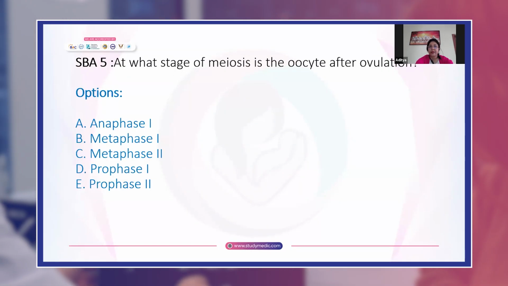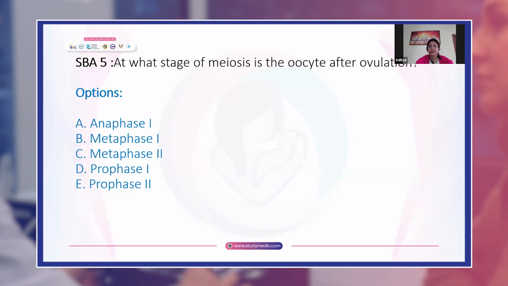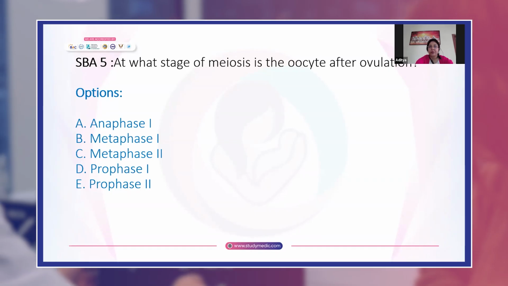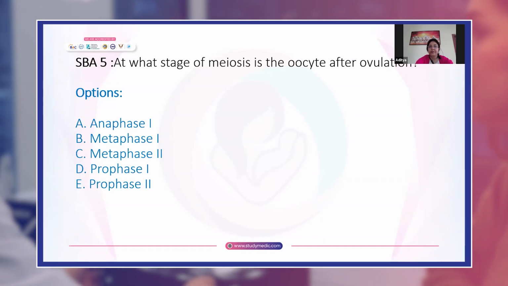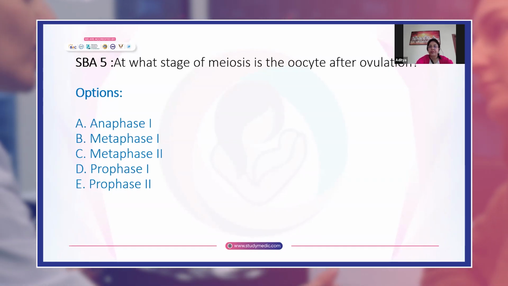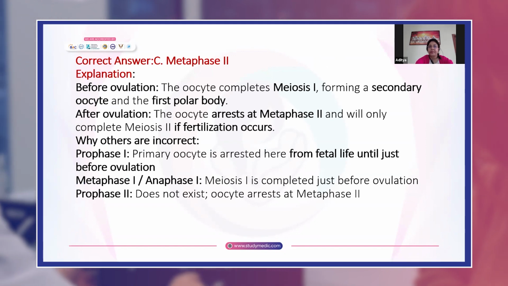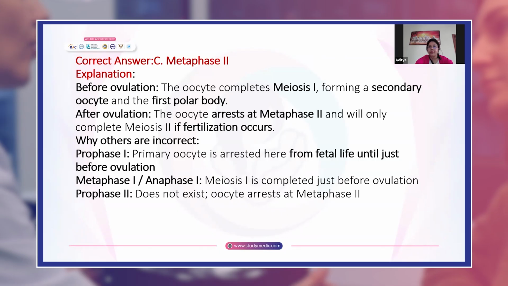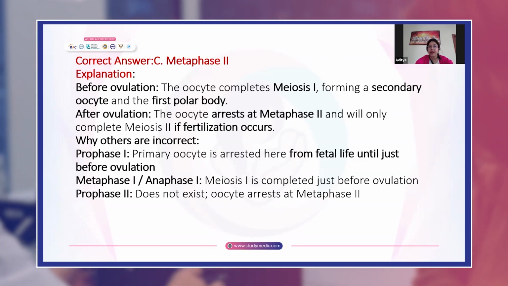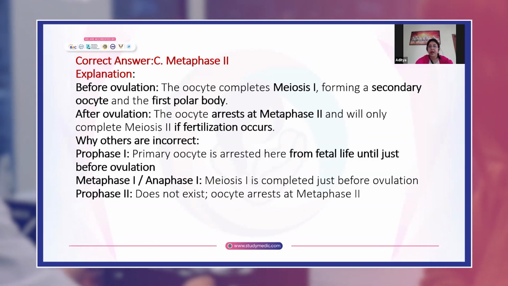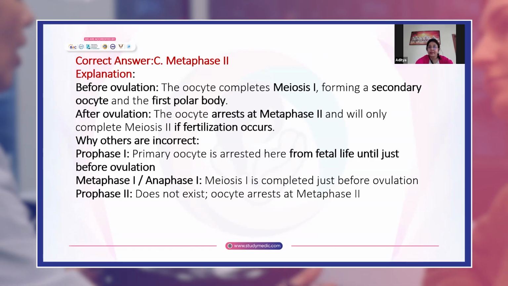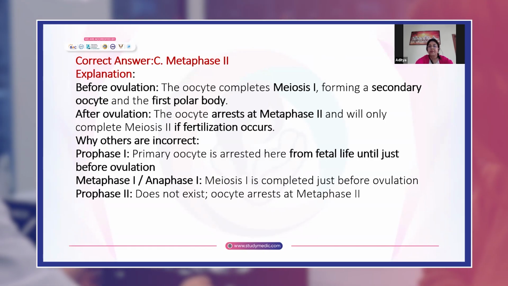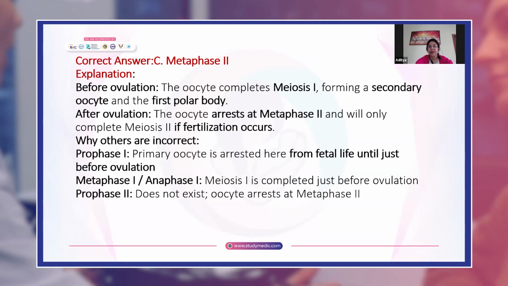The last is SBA. At what stage of meiosis is the oocyte after ovulation? Options: anaphase 1, metaphase 1, metaphase 2, prophase 1 or prophase 2. The answer is metaphase 2. Before ovulation, the oocyte completes meiosis 1, forming a secondary oocyte and the first polar body. After ovulation, the oocyte arrests at metaphase 2 and will only complete meiosis 2 if fertilization occurs.